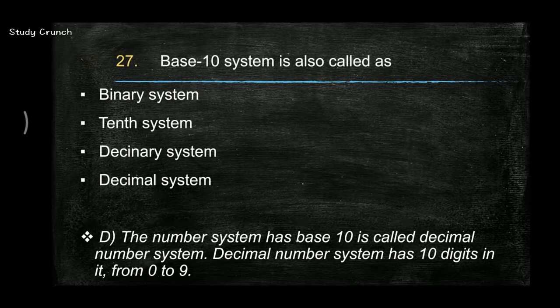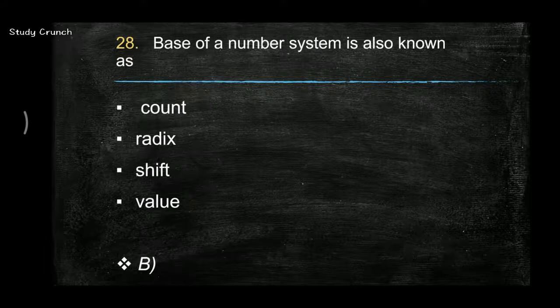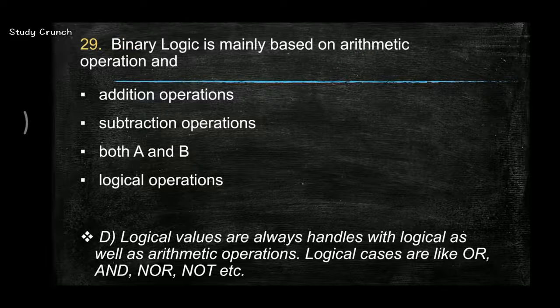Next, base 10 system is also called the decimal system. Next, the base of a number system is also known as radix. So radix is the basic term which we use for defining the base of a number system. Next, binary logic is mainly based on arithmetic operations and logical operations. So the logical values are always handled with logical as well as arithmetic operations. Logical operations are like OR, AND, NOT, etc.